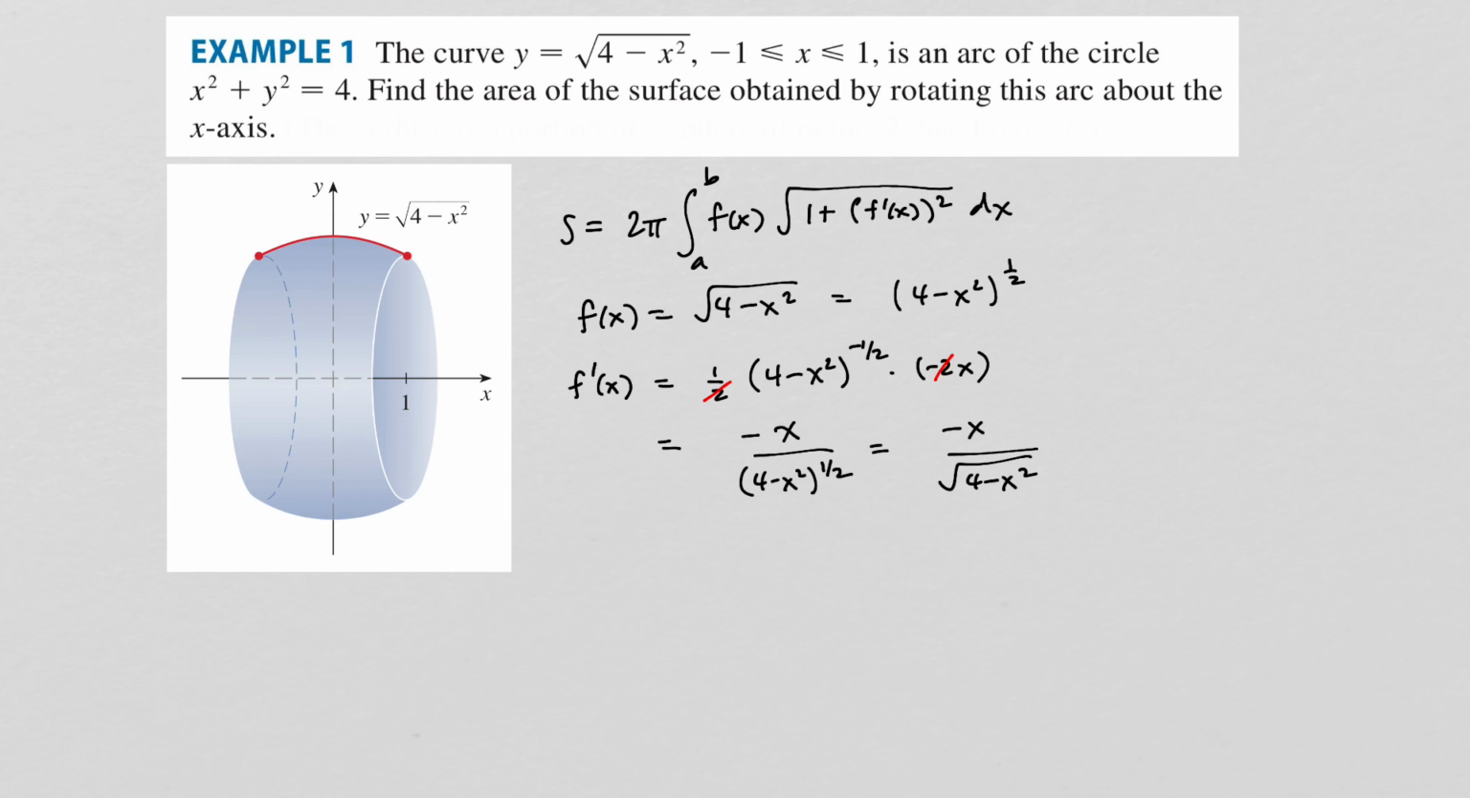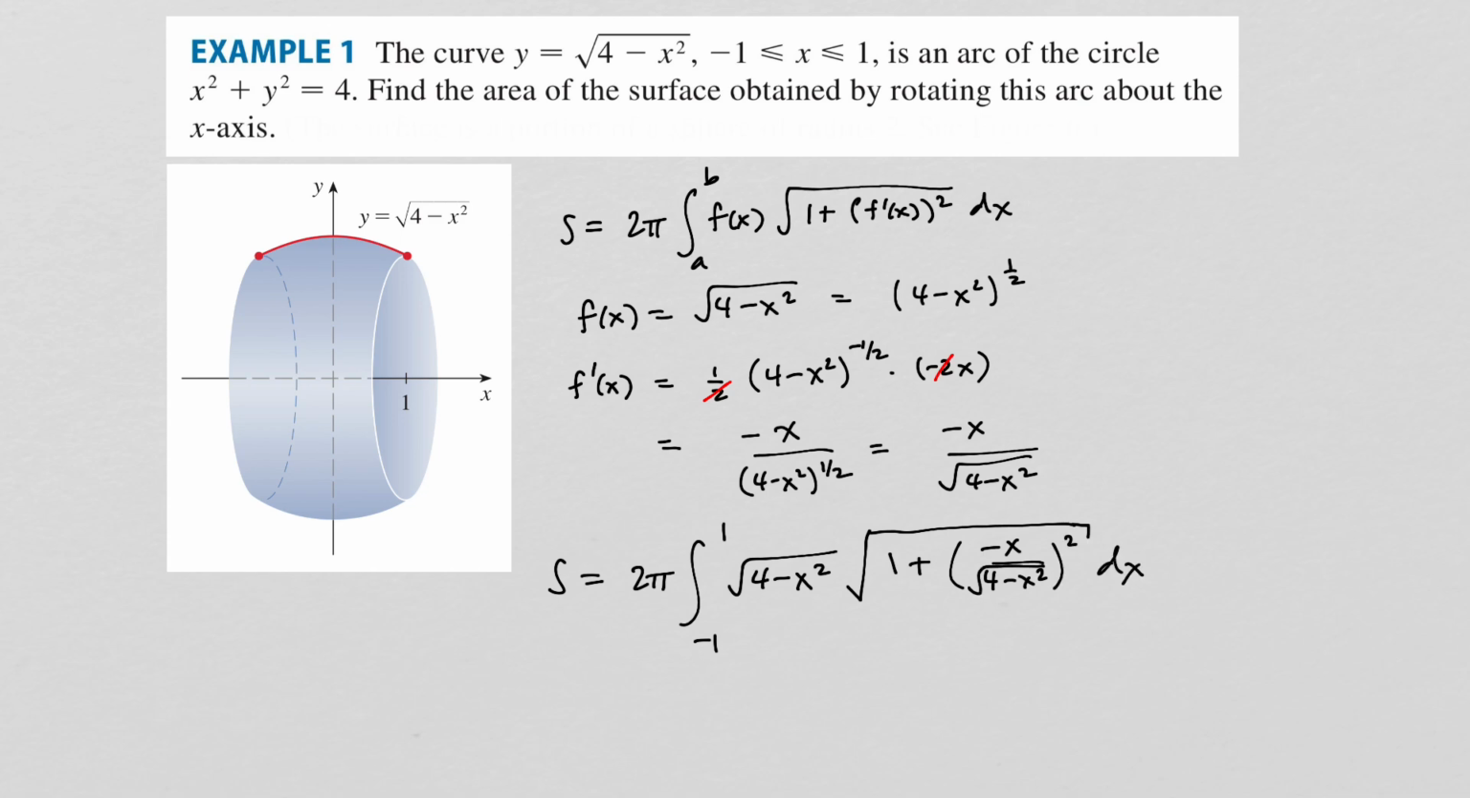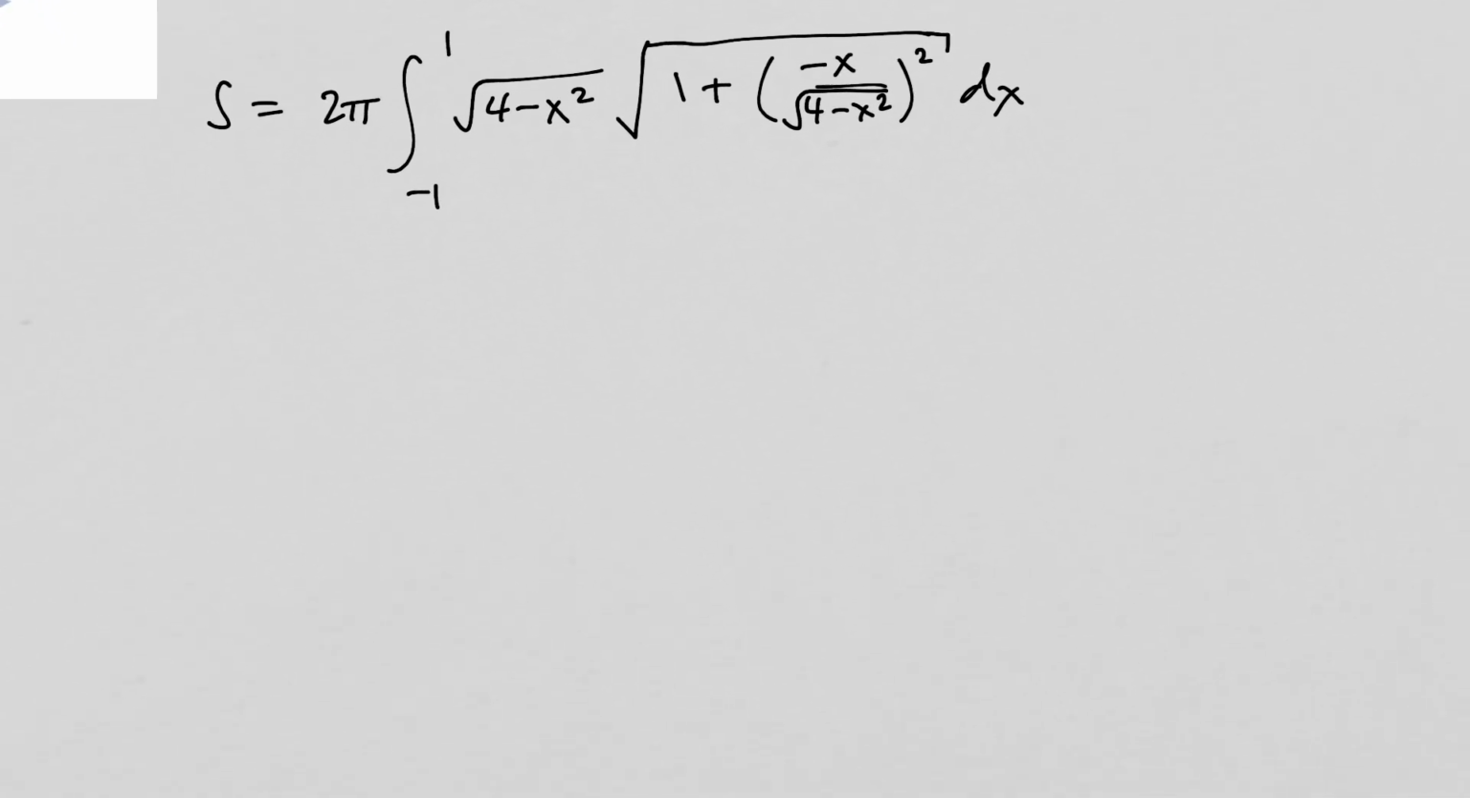So when we plug this into the formula above, we get the surface area is 2 pi times the integral from x equals negative 1 to x equals positive 1 of our function, which is the square root of 4 minus x squared, multiplied by the square root of 1 plus the derivative quantity squared. And then now we just need to simplify and integrate.